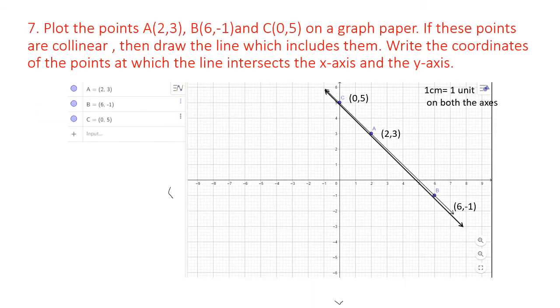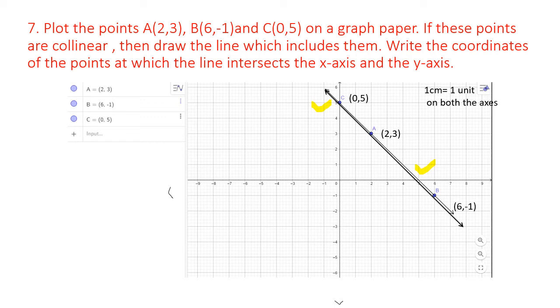So this is what we do. We draw a line which passes through all the 3 points. Then what is the next part? The coordinates of the points at which the line intersects the x-axis and y-axis. So we are supposed to write down the coordinates at which this line is intersecting the x-axis here and the y-axis here.